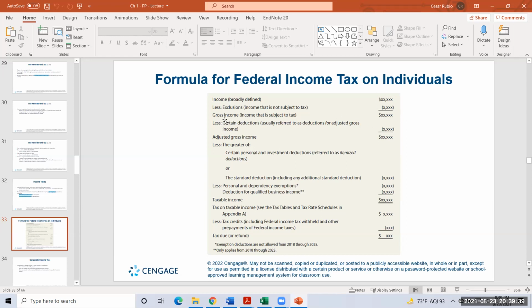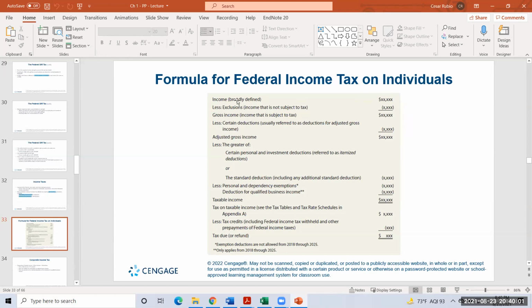So every single line item that you see here, there's a chapter for each, if you will, because there's a lot to learn about every single section. But in chapter 3, it's going to be more about applying those numbers into the formula.